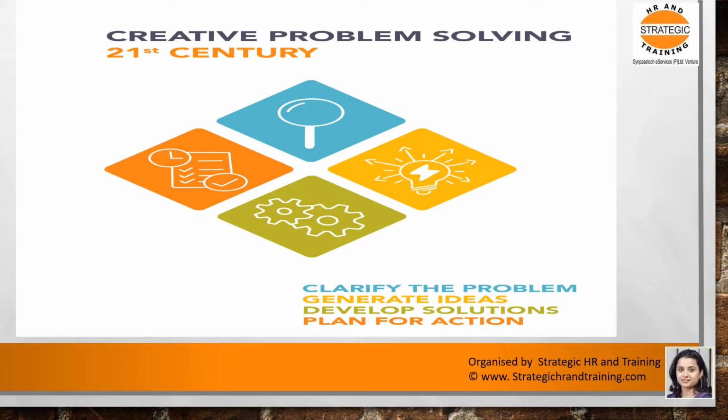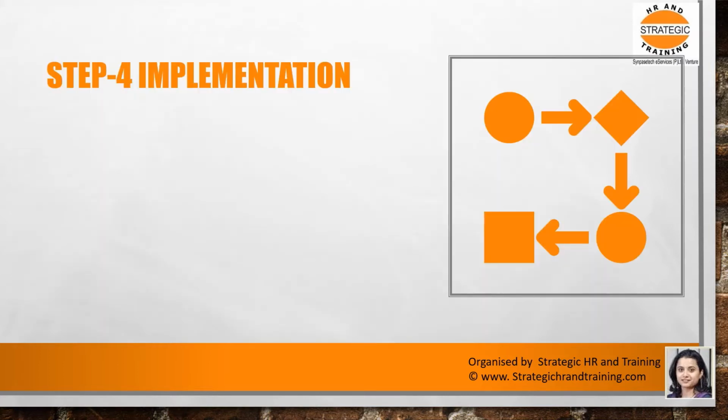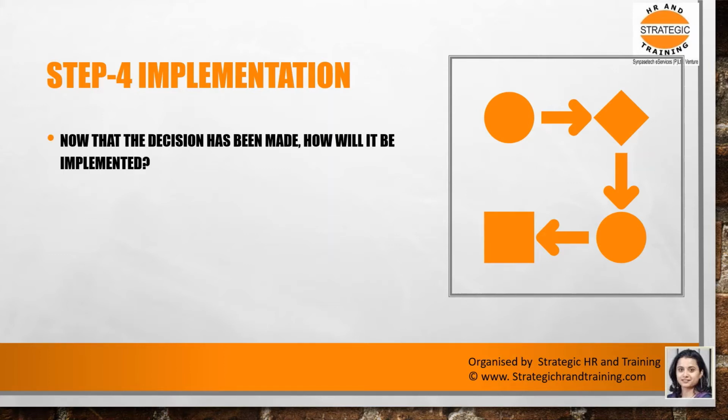So the creative problem solving model on which we have been working in this course, now we have reached the 4th step of it, that is plan for action. Now step 4 implementation has two main questions that need to be answered. First, now that the decision has been made, how will it be implemented? And how will we know that we are successful?